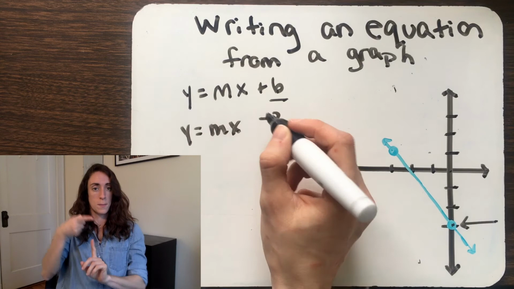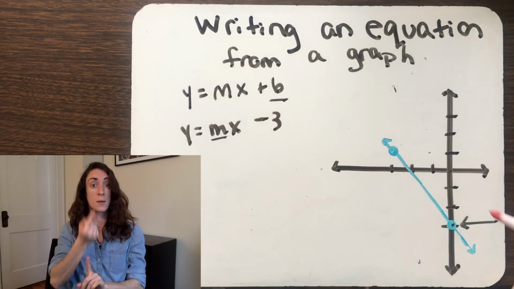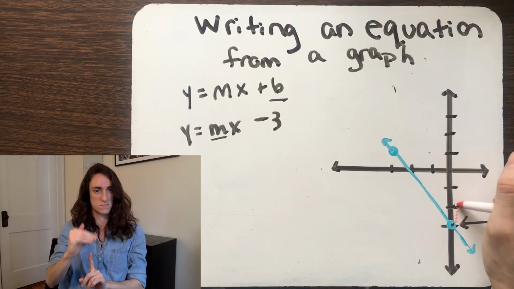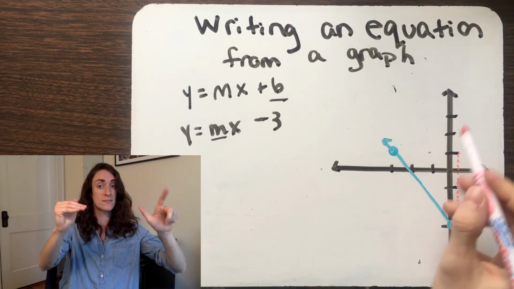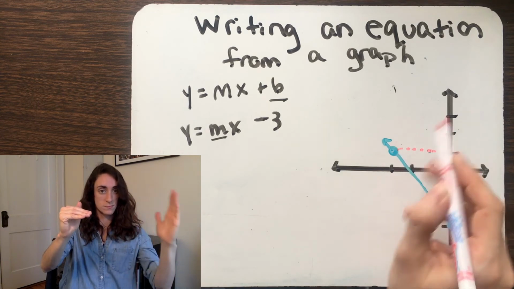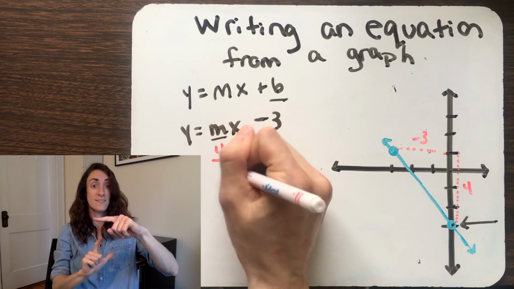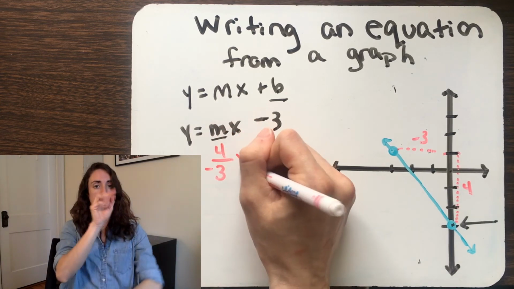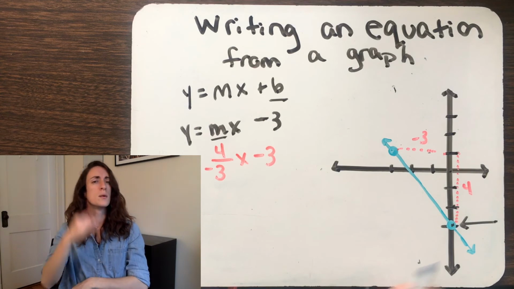And then m is how we move from one of these points to the other. So if we start at this starting point of negative 3, we can see we go up 4 steps. So we'll hold on to that information for a second, and then we'll go left 3 steps. So that's a negative 3. So that makes our slope 4 over negative 3. And we can write this equation as negative 4 over 3x minus 3.